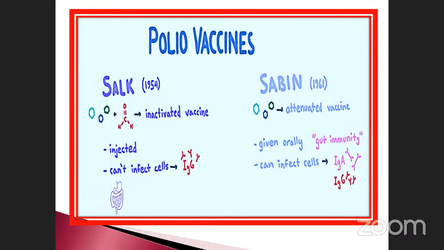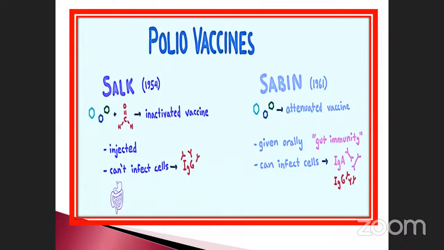Inactivated microorganism, injected, cannot infect the cells. This is immunoglobulin G. These are all immunological aspects. No need this much, just note it down. Sabin 1961. See the difference between these two. Here 1954, here 1961.